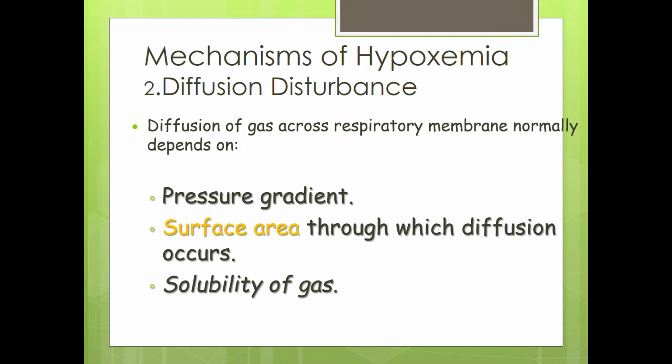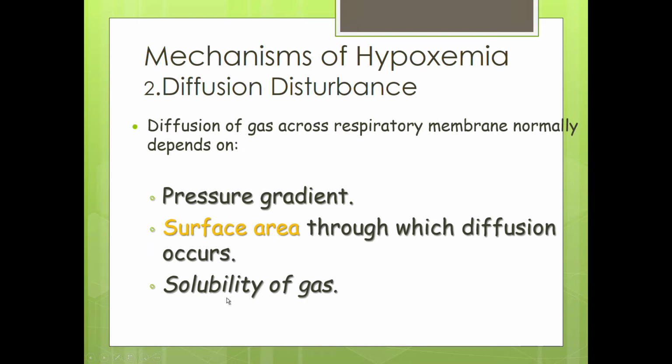The second mechanism of hypoxemia is what we call diffusion disturbance. So it means that there's a slowing in the diffusion of oxygen or carbon dioxide across the respiratory membrane. So when we look at how gas normally goes across the respiratory membrane, we look at a pressure gradient, and then we also look at surface area. So that's the distance through, like the area through which diffusion occurs. And I'll show this to you on the next slide.